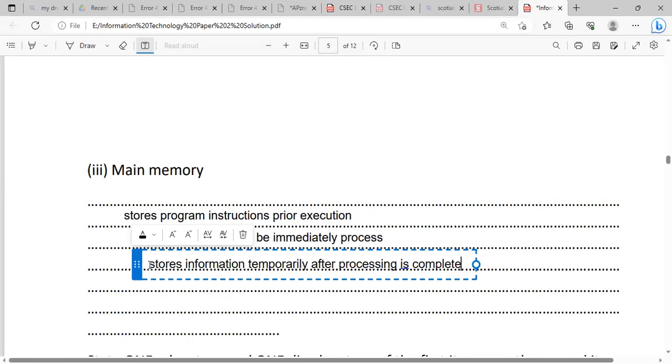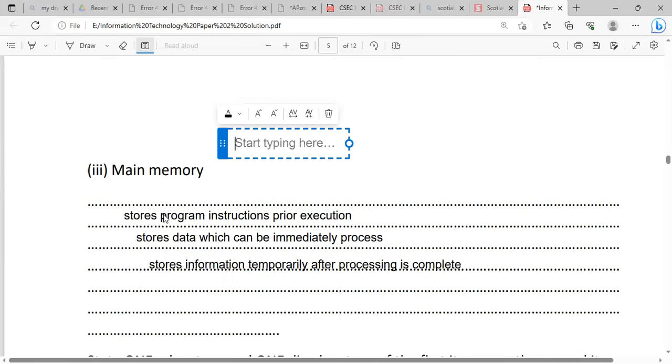All right, so guys, all the very best. Look out for part 2. We have 3 more pages to go. All right, let's just look at the functions of the main memory. Stores program instructions prior to execution. Stores data which can be immediately processed. It also stores information temporarily after processing is complete.